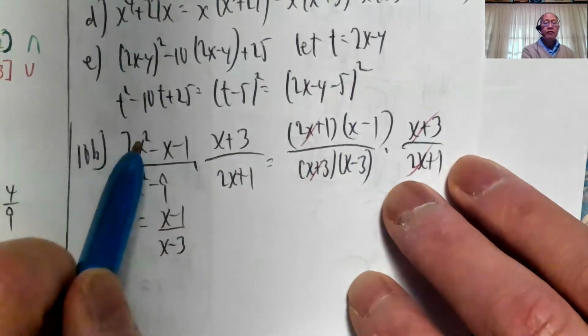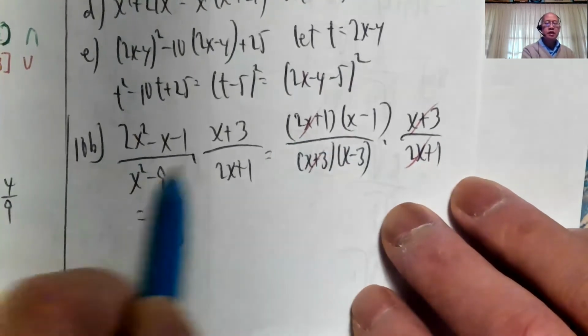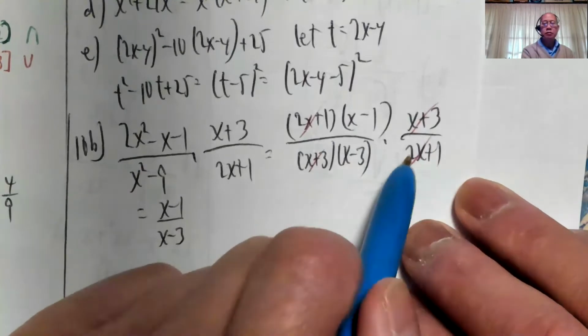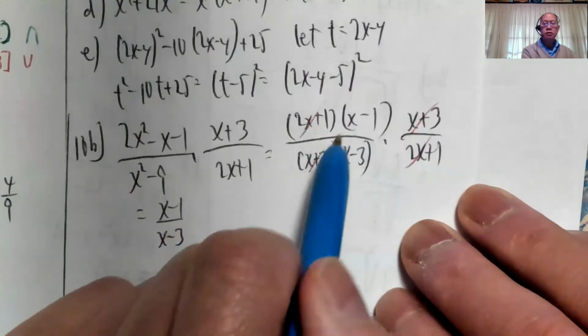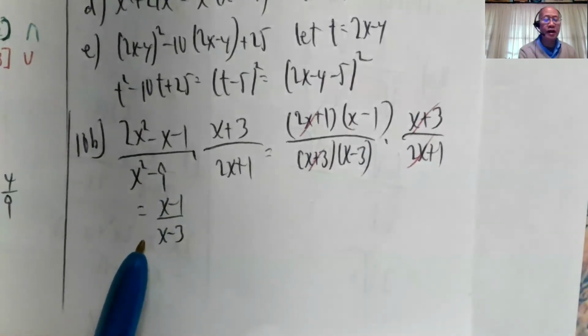Okay, 10b, factor this. This is 2x plus 1, x minus 1. This is x plus 3, x minus 3. Leave this alone. These two cancel, these two cancel. Final answer, x minus 1 over x minus 3. And in case you're wondering, no, you cannot factor that any further. Just leave that one alone.